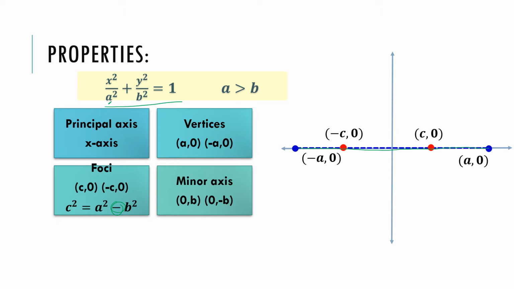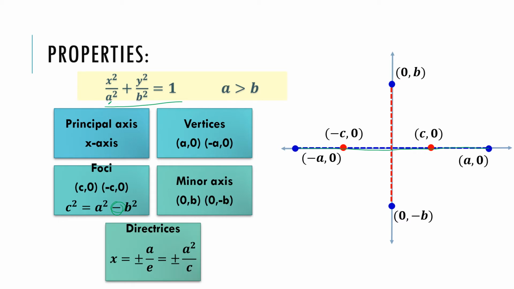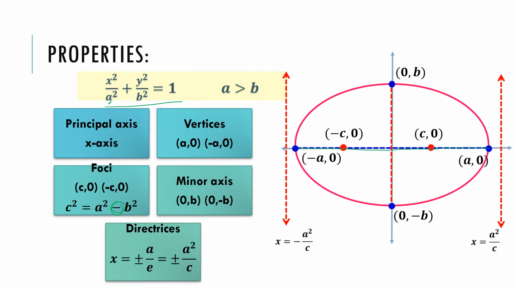Next, the minor axis. So, ito naman yung line segment joining yung 0, b at 0, negative b. So, yung red one yung ating minor axis, yung blue one yung major axis. And the directrix, ito ay line. Dalawa sila, kabilaan. At paano natin nag-graph sa ellipse? Connect the points.